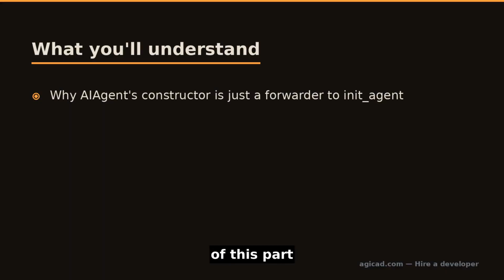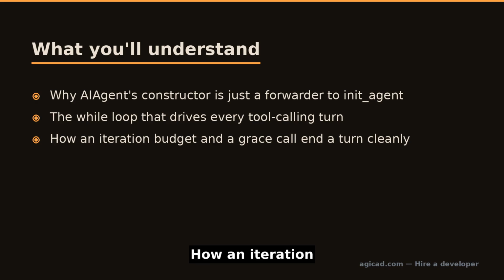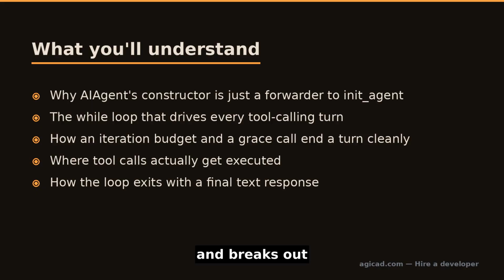By the end of this part, you'll understand 5 things. Why the AIAgent constructor barely does anything itself, and instead forwards everything to a separate init function. The while loop inside run_conversation that drives every single tool calling turn. How an iteration budget, plus something called a grace call, brings a runaway turn to a clean stop instead of an ugly crash. Where exactly tool calls get executed once the model asks for one. And finally, how the loop recognizes a normal finished answer and breaks out cleanly. This is the part of an agent framework most tutorials skip, and it's the part that actually matters when your agent misbehaves.